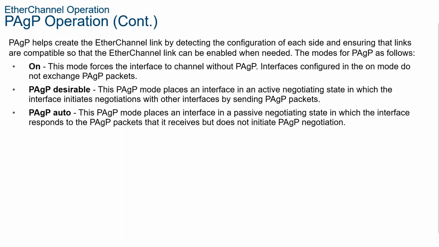If the other side is set to negotiate through PAgP, no EtherChannel forms because the side that is set to on mode does not negotiate. No negotiation between the two switches means there is no checking to make sure that all the links in the EtherChannel are terminating on the other side, or that there is PAgP compatibility on the other switch.